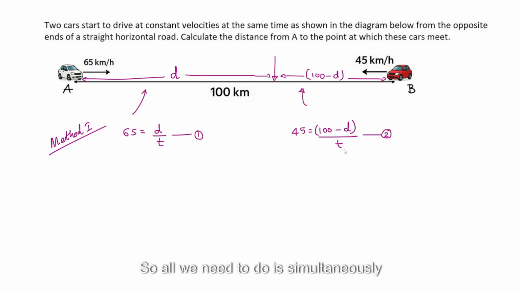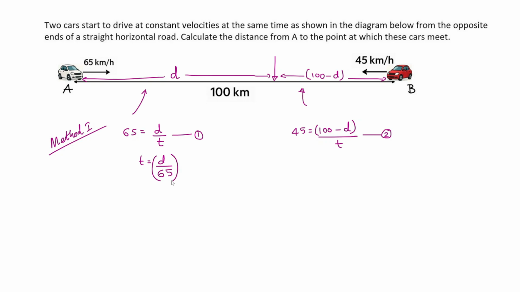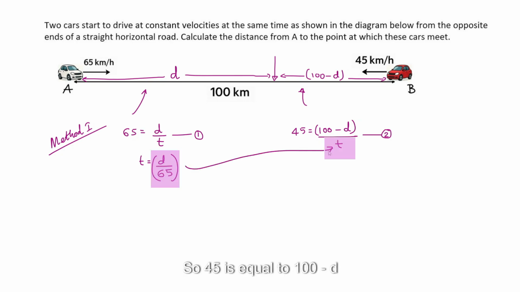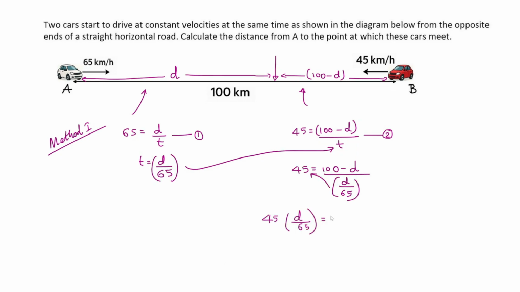So all we need to do is simultaneously solve it so we can find the value of D. We can make T the subject and substitute. T is equal to D over 65. Now I can substitute this for this T here. So 45 is equal to 100 minus D over 65. 45 bracket D over 65 is equal to 100 minus D.